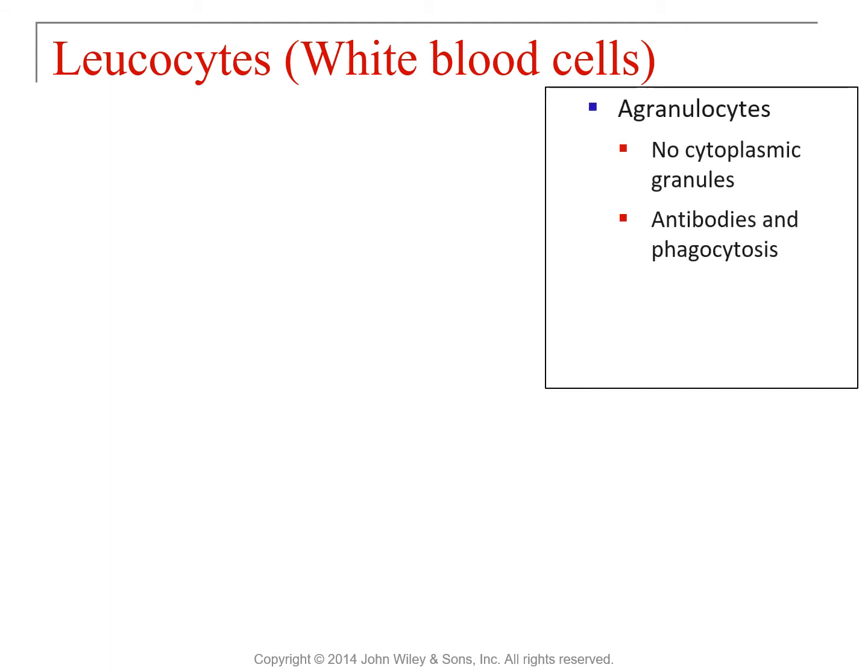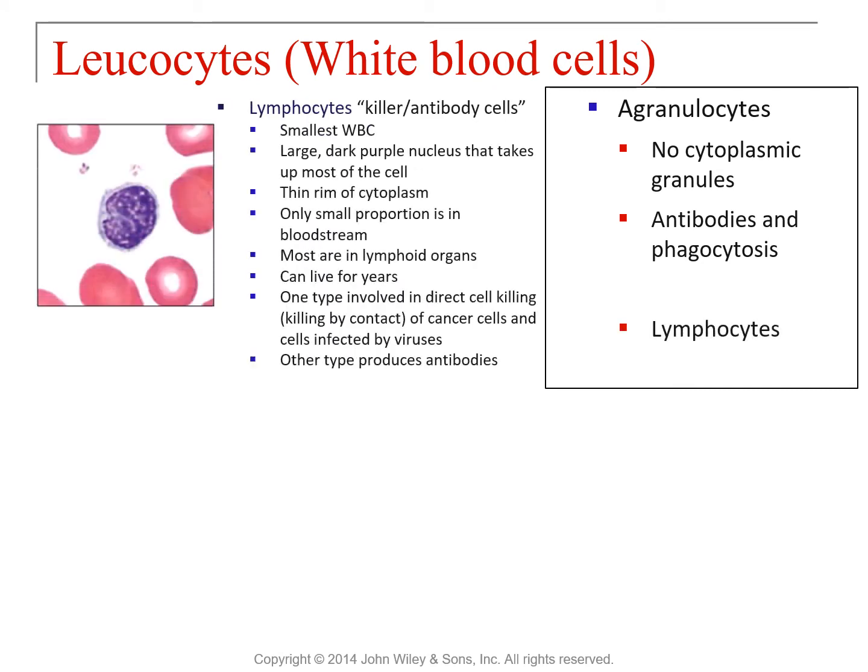Okay, the agranulocytes don't have cytoplasmic granules, and they're going to produce antibodies and carry out phagocytosis. The first type I want to talk about is lymphocytes, and these can be killer or antibody cells. We've covered those topics with the immune system in lecture, so you know I'm referring to cytotoxic T cells and B cells. These are the smallest white blood cell.